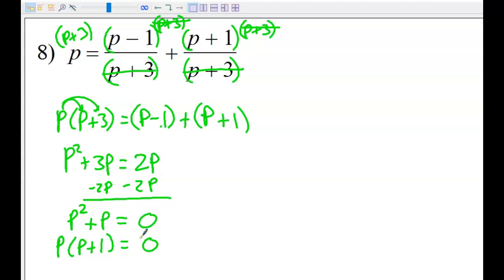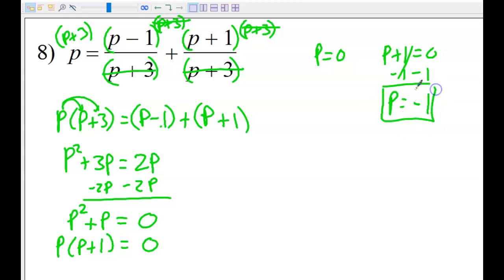And we set each piece equal to 0. So p equals 0 and p plus 1 equals 0. Solving the last one, we get that. So here's our 2 answers. The only thing that p is not allowed to equal is 3, so we're good to go.